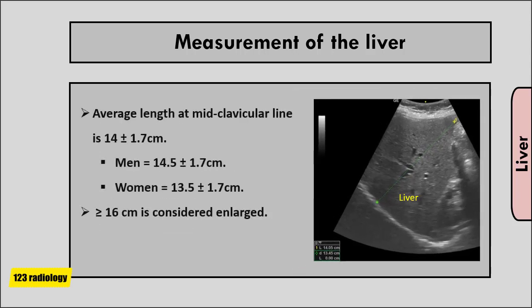Some studies found that the average length of the liver at the mid-clavicular line is 14 plus or minus 1.7 centimeters. The mean length for men is 14.5 plus or minus 1.7 centimeters, and the mean length for women is 13.5 plus or minus 1.7 centimeters. They concluded that a measurement of the liver at the mid-clavicular line of 16 centimeters or more is considered enlarged.